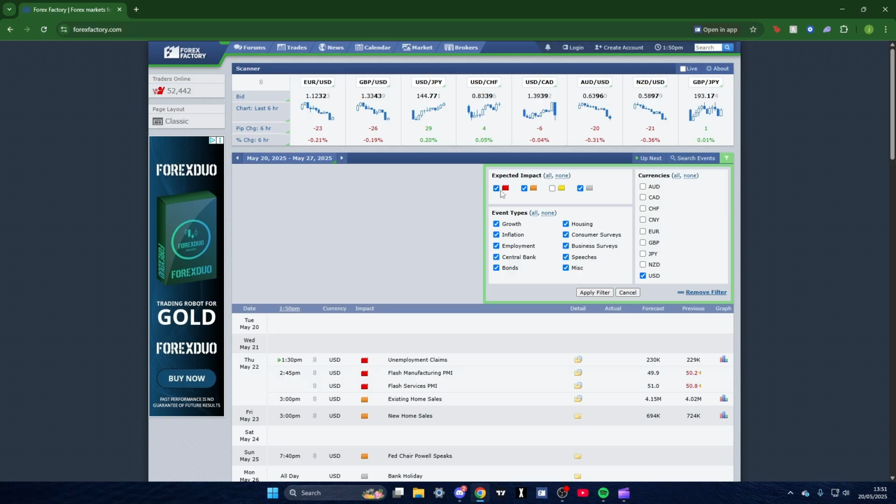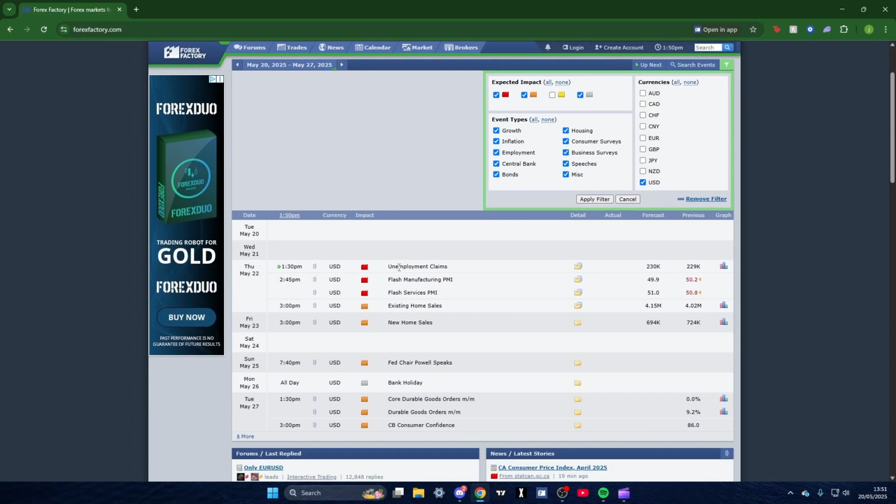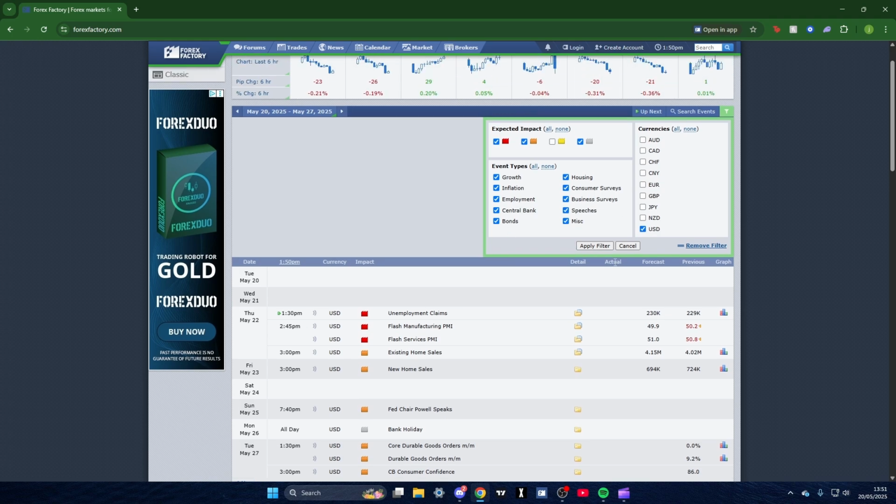You're essentially looking for red folder news to have the biggest amount of volume in the markets. Orange folder news doesn't really have much of an impact. Some of them do. These ones don't, so I'll still trade these days. However, I won't have to wait till a certain time to trade.